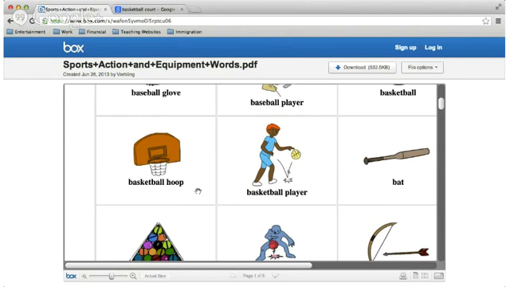Okay. So tell me about a basketball hoop. What is a basketball hoop used for? To get the points. Yeah, that's how we play the game, right? So the name of the game is to get it inside of the rim. Okay, so let's take a look at a basketball.